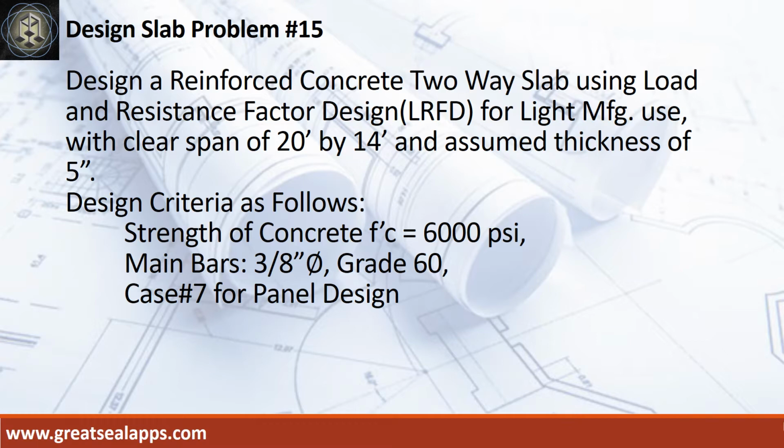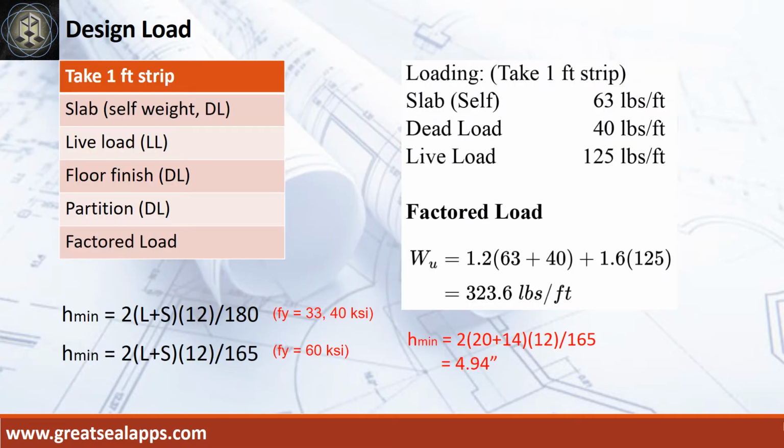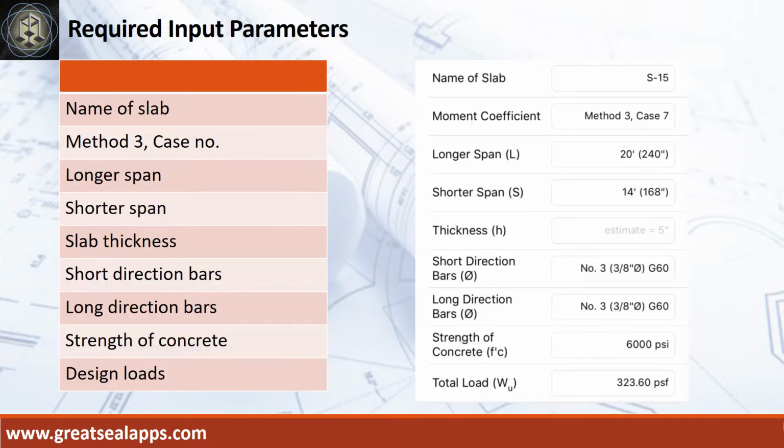Design criteria as follows. Strength of concrete 6000 psi, main bars 3/8-inch diameter grade 60, case number 7 for panel design. The uniform load for a 5 inches thick slab is 63 pounds per foot. A light manufacturing live load is 125 pounds per foot. Other dead load like floor finish and partition is 40 pounds per foot, for a total factored load of 323.6 pounds per foot. Enumerate input parameters required.